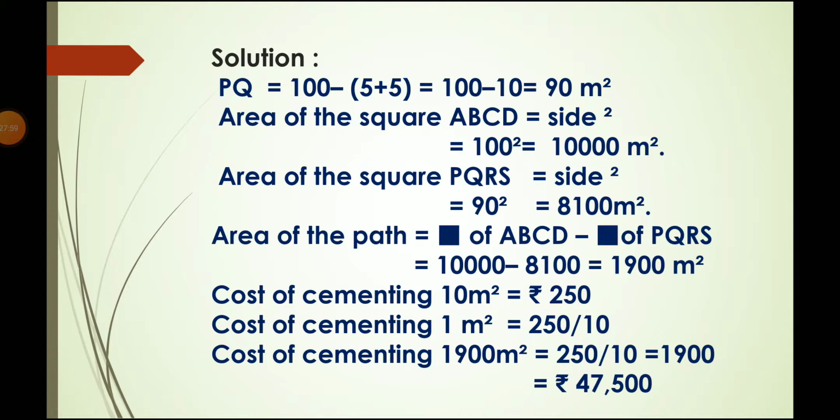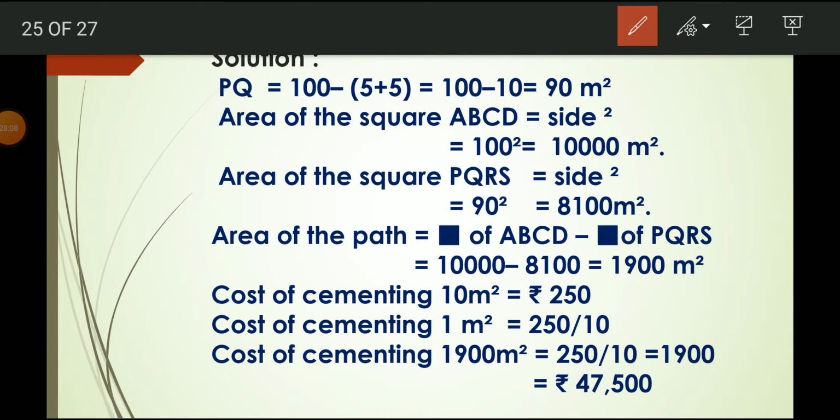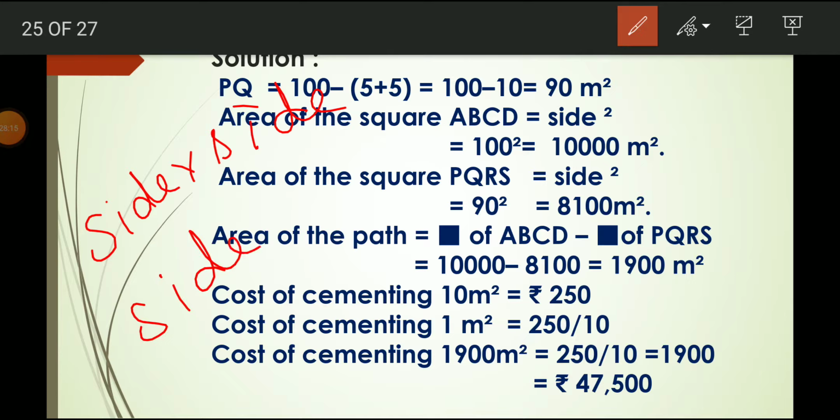The area of the square is side into side, that is side square. We can use this formula, side into side, so we can use side square. If you use side into side, it's also correct. So the side of the square ABCD is 100, and 100 squared gives the answer 10,000.